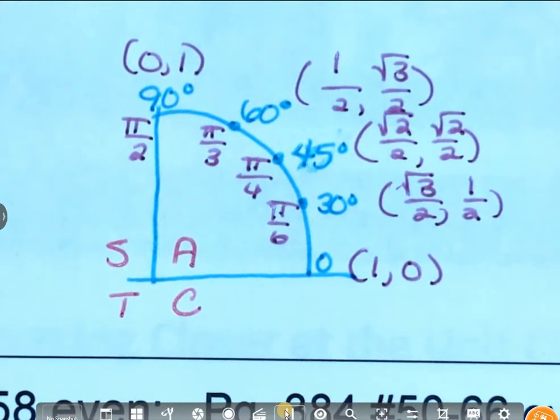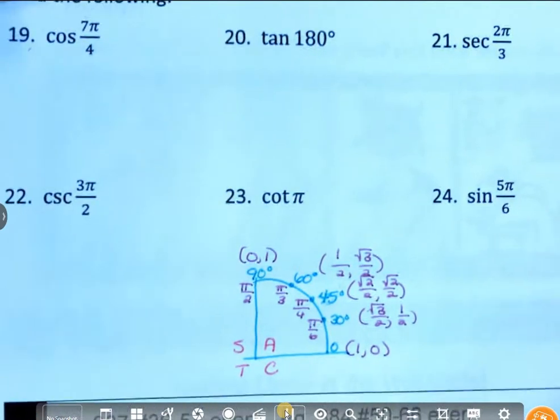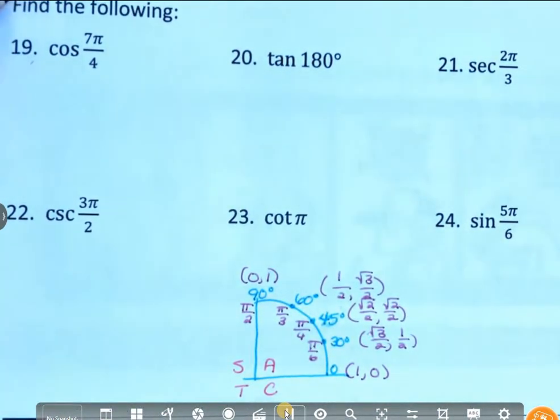Would it be faster to have them memorized? Of course, but I'm really bad at that. So, I've got my little tool, because that's what your unit circle is. It's a tool to help you evaluate things like this.